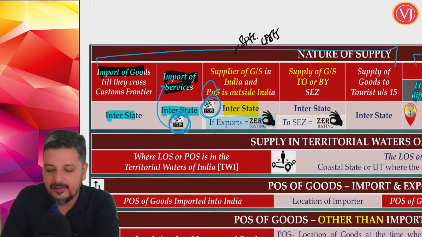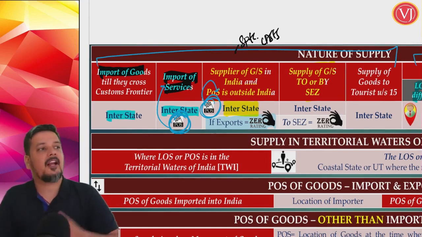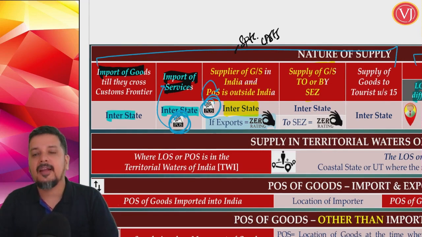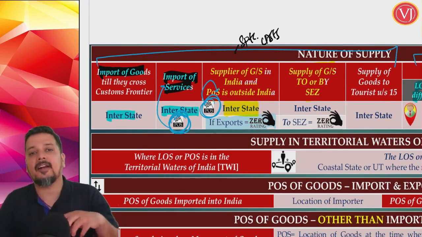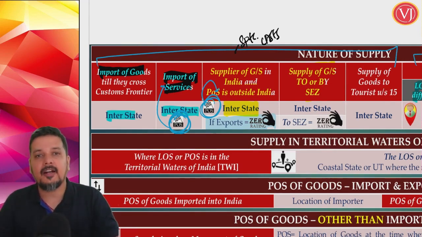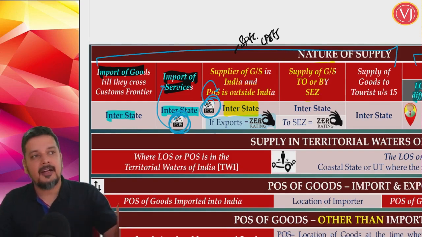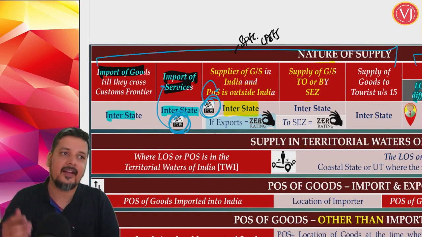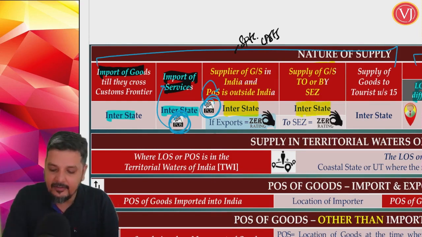Right. Now, another special point: supply by SEZ or supply to SEZ. Whether I am purchasing from a special economic zone or selling to a special economic zone, SEZ is always treated like foreign territory within India. Purchase from SEZ, interstate, IGST. Selling to SEZ, interstate, IGST. It is always interstate.